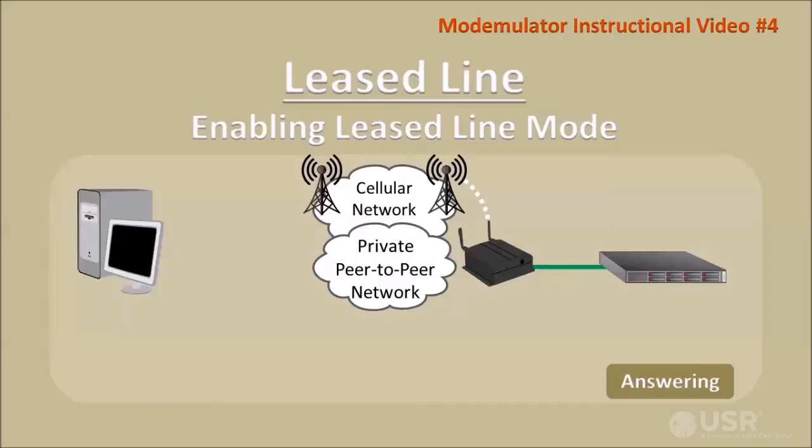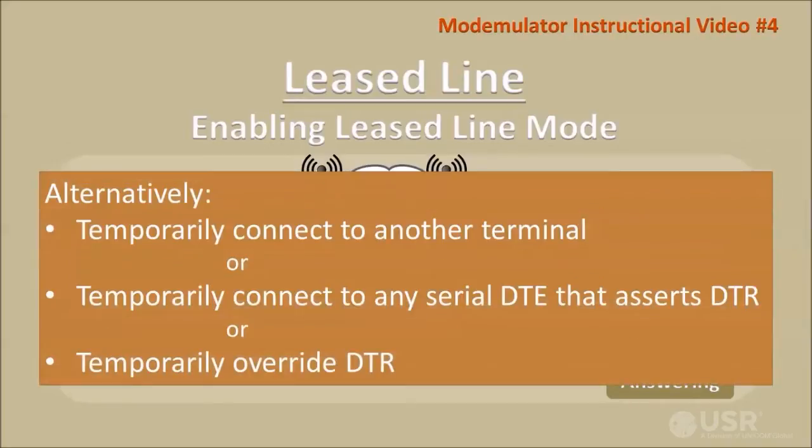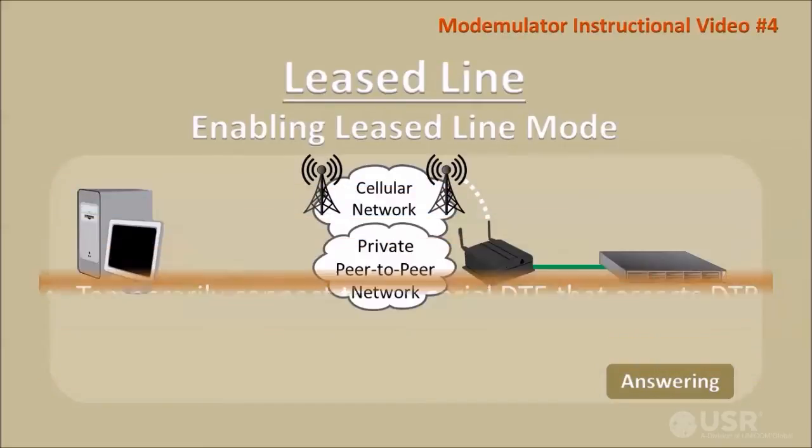If installing the answering modemulator now is inconvenient, prepare the answering modemulator to receive a call by temporarily connecting it to another terminal or to any other serial DTE that asserts the RS-232 DTR signal, or by temporarily setting the modemulator to ignore the DTR signal with the &D0 command. Now that the answering modemulator is configured and ready to receive a call, configure the originating modemulator.